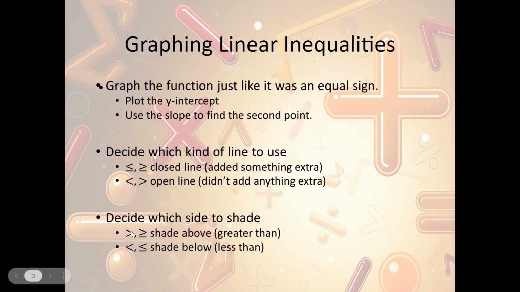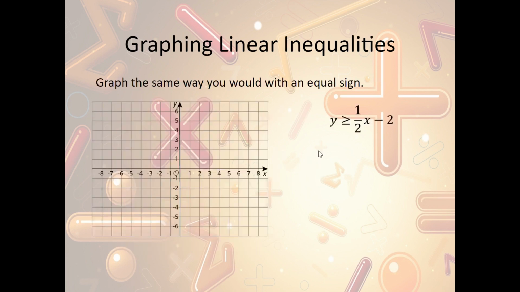If it's a greater than symbol, we should shade above the line. If it's a less than symbol, we should shade below the line. Well, with inequalities, we're going to graph them the same way. So just like we did before, we're going to plot the y-intercept, which in this case is -2, so I go down 2 and plot that point.